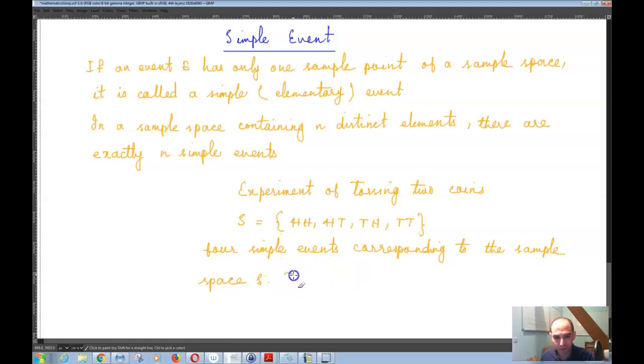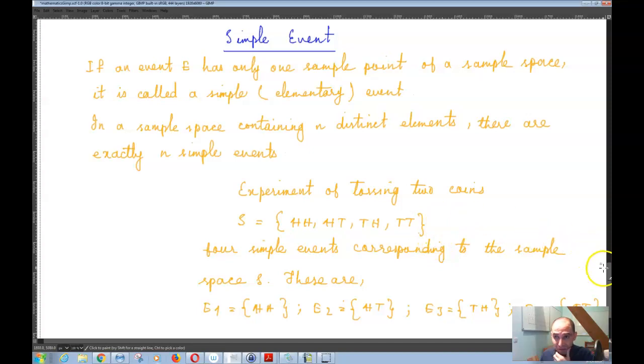These are E1, for example, which is equal to HH. Then you have E2, another simple event, which is HT. There is another simple event, E3, which is TH. And there is another simple event, call it E4, which is TT.